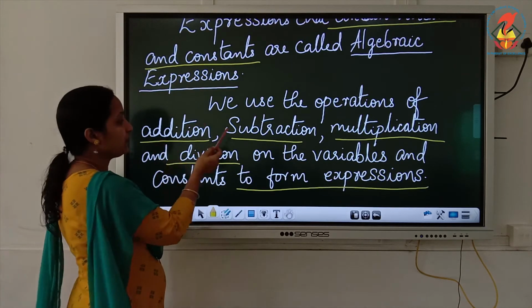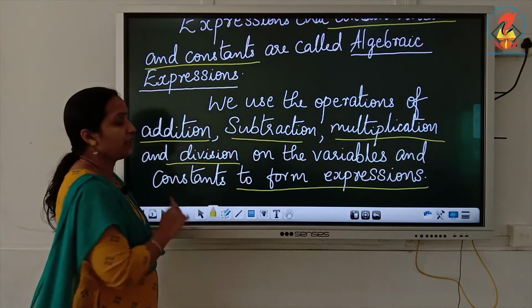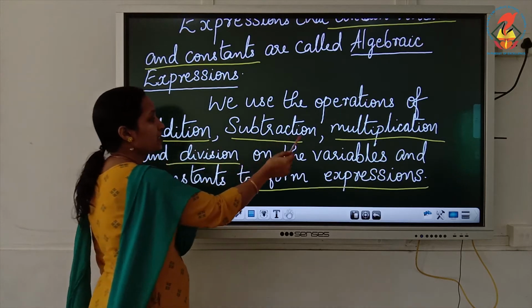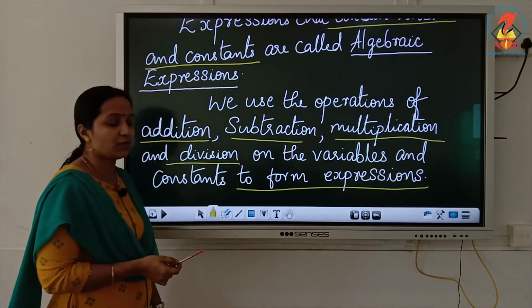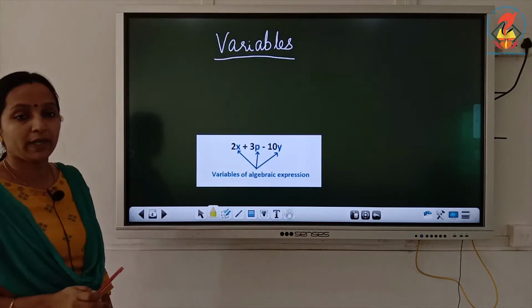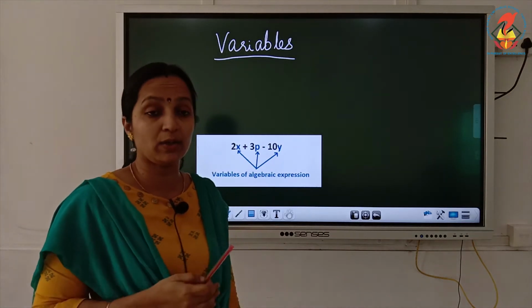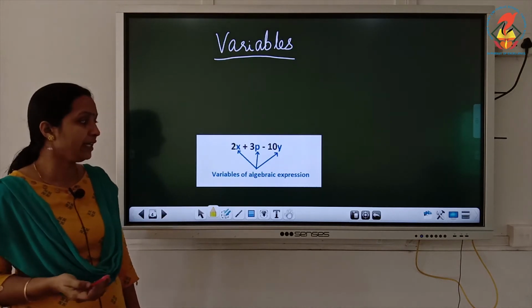Okay. So which are the 4 arithmetic operations? Addition, subtraction, multiplication and division. So we use these operations on the variables and constants to form expressions. Now what do you mean by variable? Variable means it does not have a fixed value, and I already told you they are generally denoted by the small letters of the English alphabet.